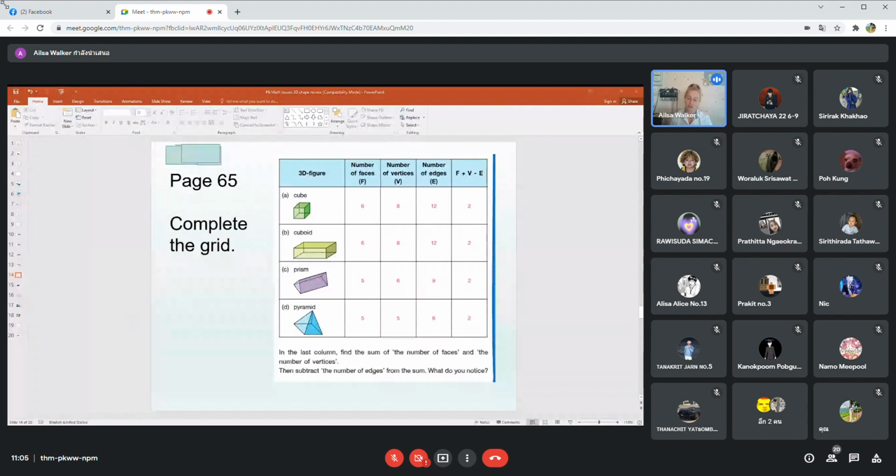When you've finished your page, you can close your book. Okay? When you've finished, you can close your book. Then we will look at the next thing.